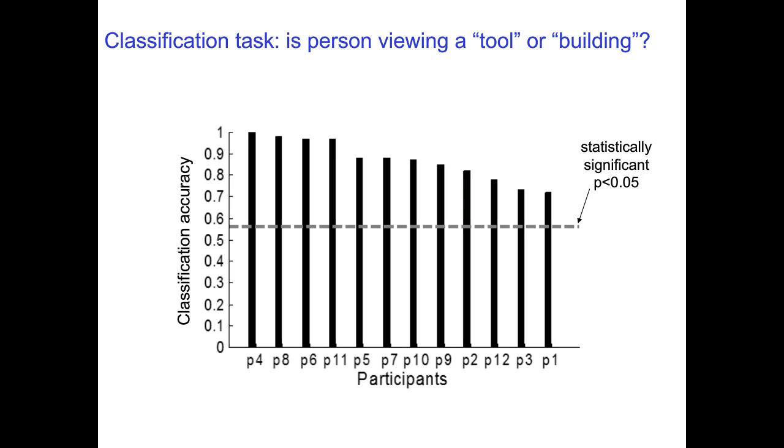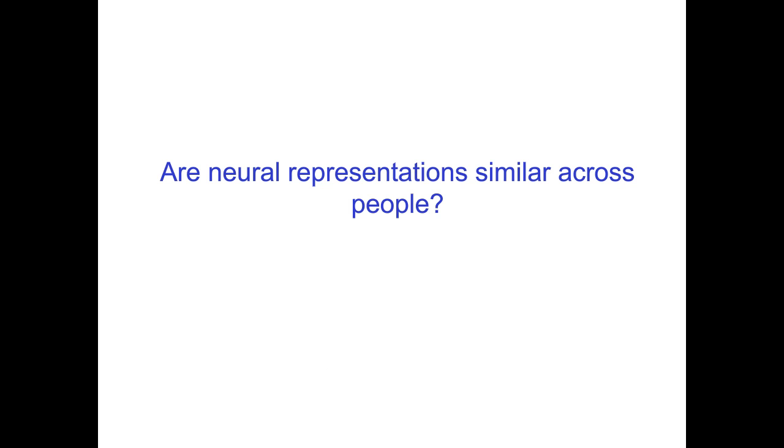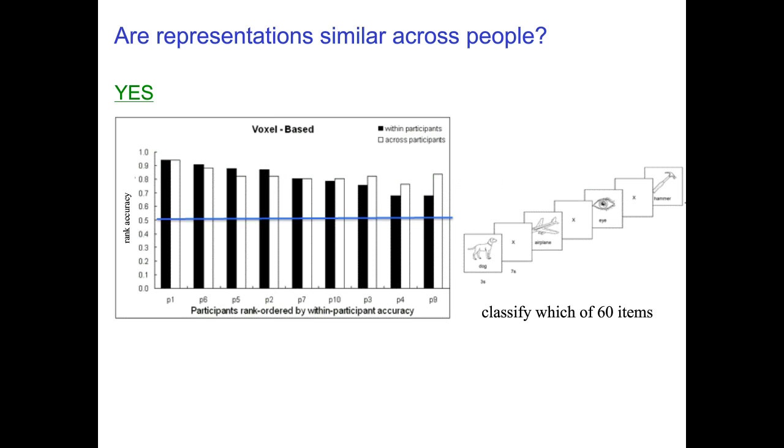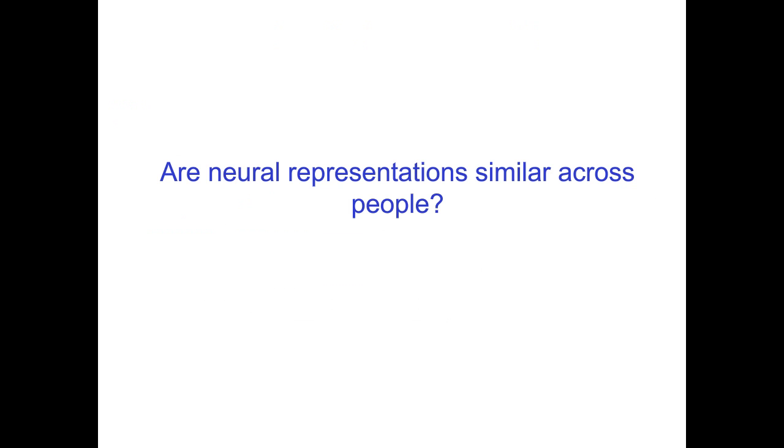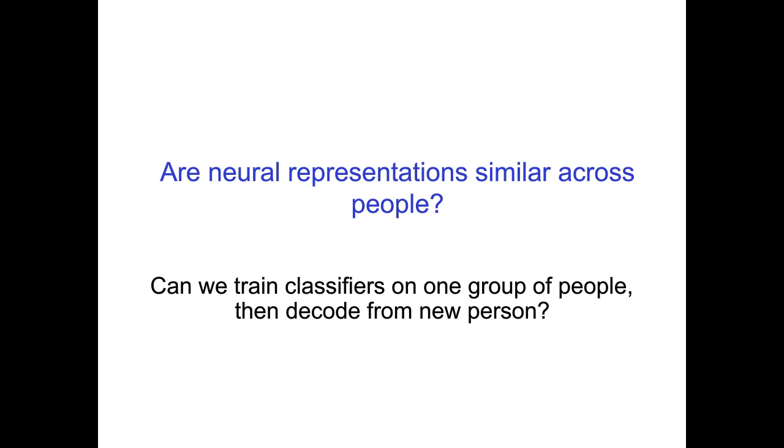And so from that perspective, we're now in a position to answer a lot of interesting questions, like, are the neural representations in your brain and mine similar? And we can turn that into the corresponding machine learning question, which is, can we train classifiers on data from one group of people, and then decode a new person's neural activity, even if they weren't part of the group of people we trained on? And of course, if the answer to that is yes, that's very compelling evidence that different people have very similar neural codes for representing word meanings. So we tried that, and the answer is absolutely yes.